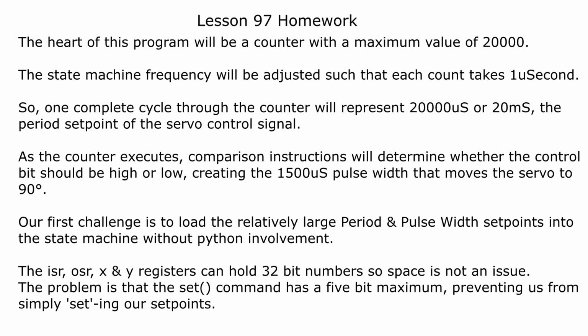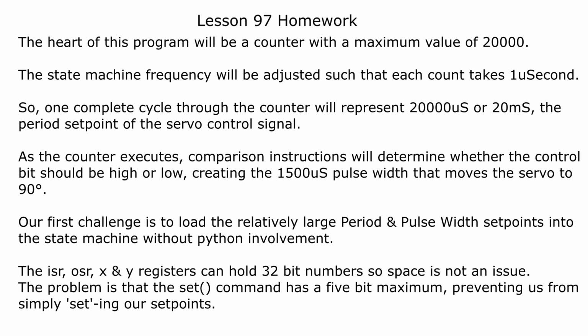The heart of this program will be a counter with a maximum value of 20,000. The state machine frequency will be adjusted such that each count takes 1 microsecond. So one complete cycle through the counter will represent 20,000 microseconds or 20 milliseconds, the period set point of the servo control signal. As the counter executes, comparison instructions will determine whether the control bit should be high or low, creating the 1,500 microsecond pulse width that moves the servo to 90 degrees.